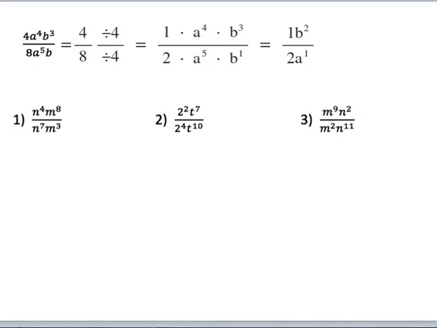Now, you want to write your very final answer in the simplest form possible, which generally means taking off 1's because you could always leave that invisible. Like 1 times b squared, you could write as just b squared. A to the power of 1, you could write as just a. So your final answer would be b squared over 2a.